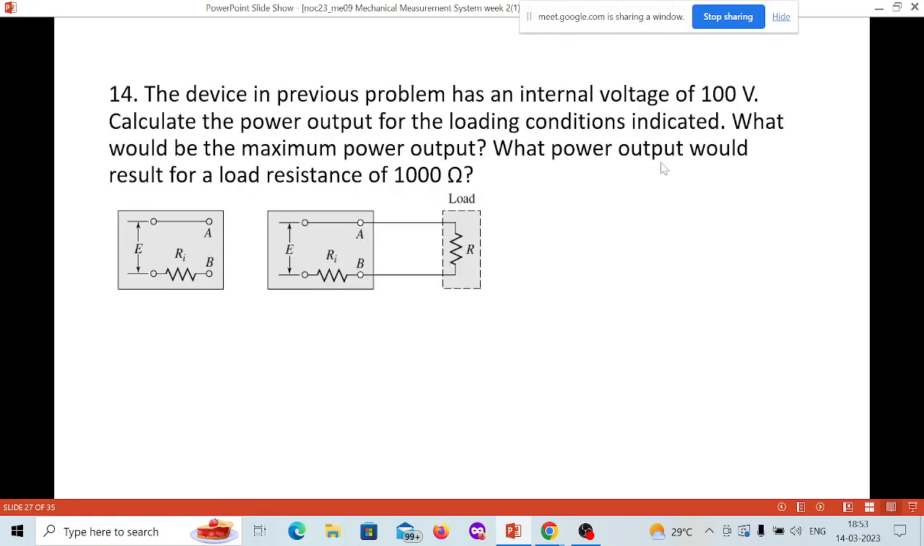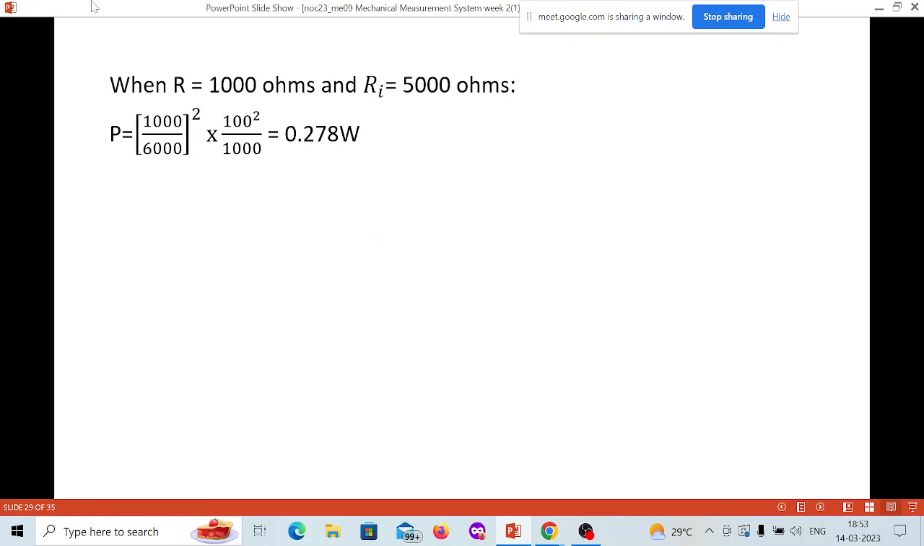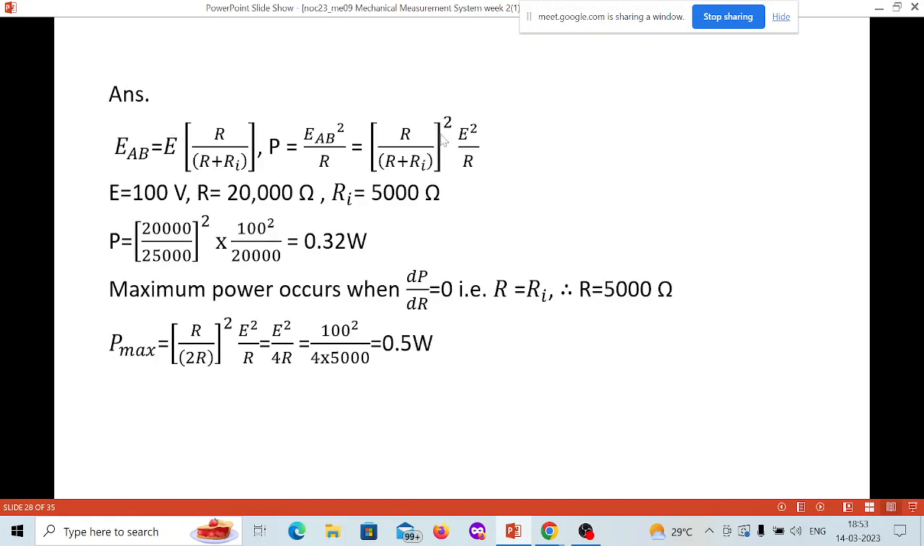So the next part of the question is, what power output would result for a load resistance of 1000 ohms? So for load being 1000 and internal resistance being the same 5000 ohms, we substitute into the previous relation, the same relation, E square by R into R by R plus Ri the whole square.